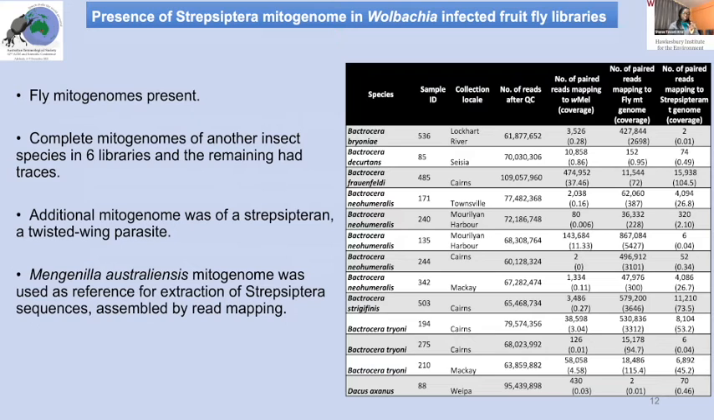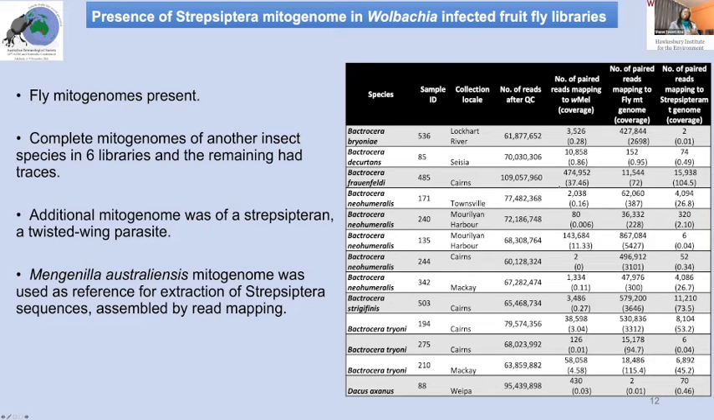However, in addition to the expected fly mitogenome, there was an additional mitogenome belonging to another insect in 6 of our libraries, and the remaining had traces. So our table here just gives us a summary of the 13 samples that we did whole genome sequencing.